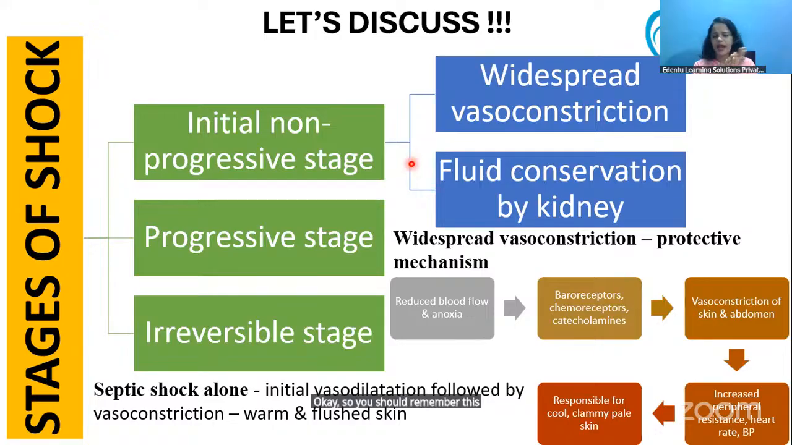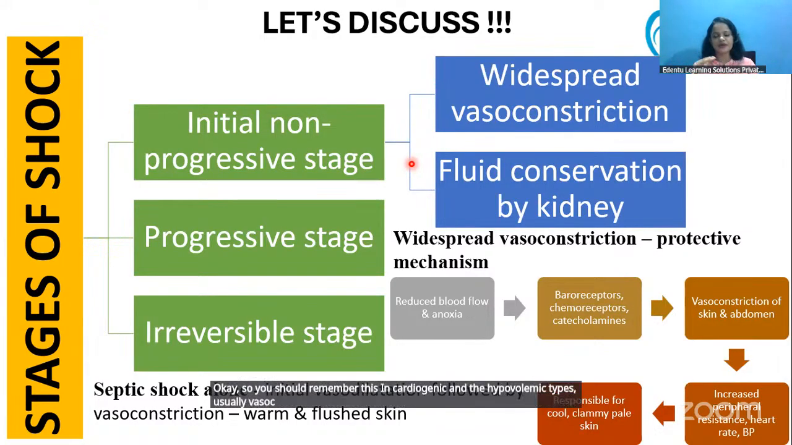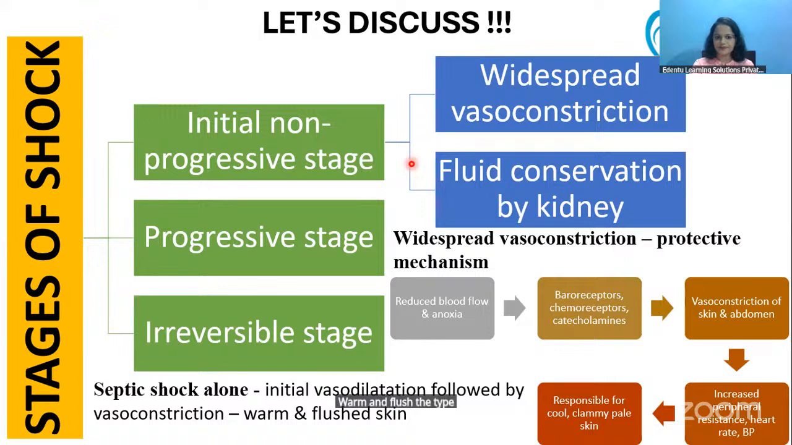In cardiogenic and hypovolemic types, usually vasoconstriction is happening. That's why they have cool, clammy, pale skin. Whereas in septic shock alone, they will have warm and flushed skin because initially vasodilatation is happening, that is, dilatation of the blood vessels. That's responsible for this warm and flushed type of skin.